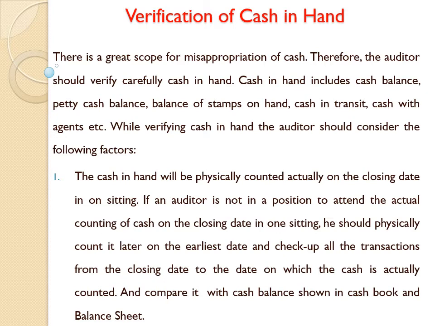at the closing date. If it is not possible for an auditor to attend the closing date, then the auditor can count physically the cash in hand, and compare this with the cash book and balance sheet. Balance sheet is a statement of balances which shows balances of assets and liabilities. Therefore, cash in hand is an asset.